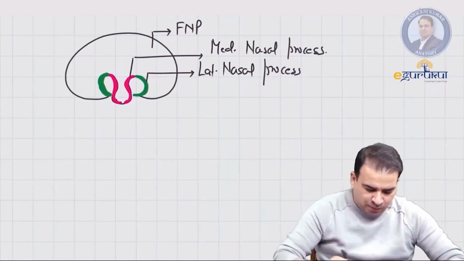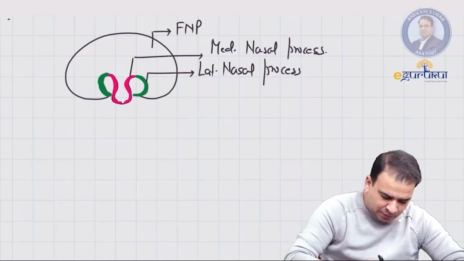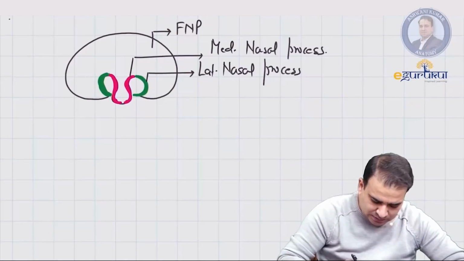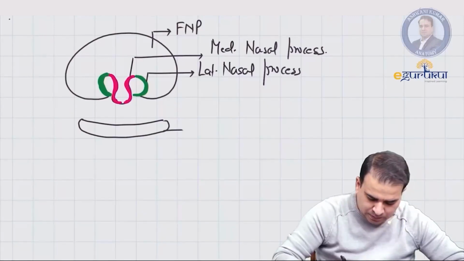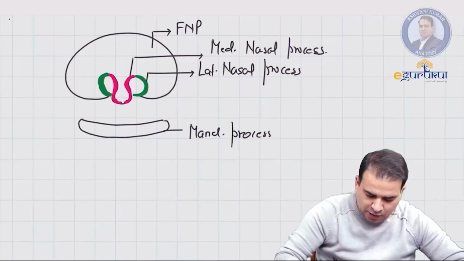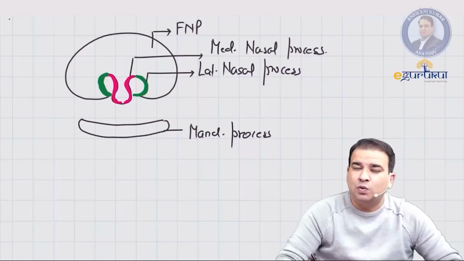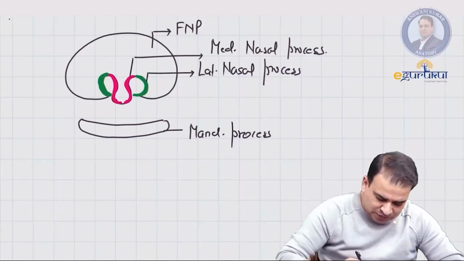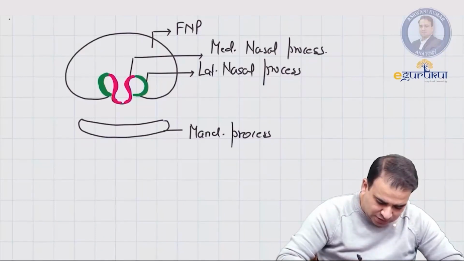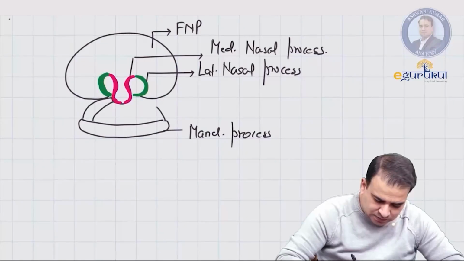What is happening below? We already said we have this mandibular process, right? This is the mandibular process. And now the mandibular process, we said, will give rise to what? The maxillary process. Just make sure to draw it carefully. This is the maxillary process, which goes like this and then fuses with the medial nasal process. Obviously, don't leave a gap on the side here.